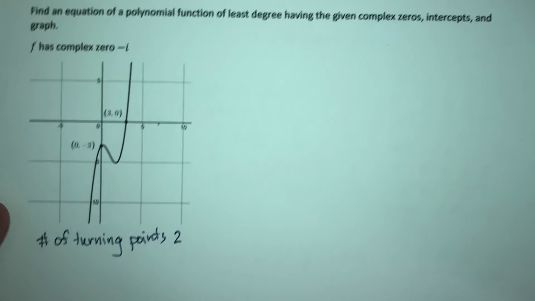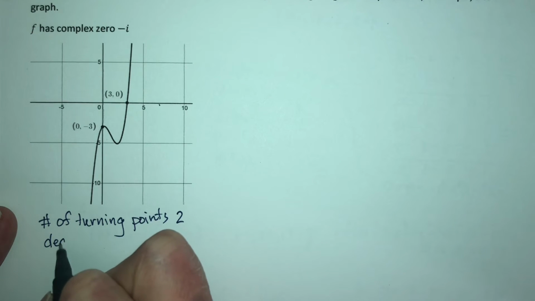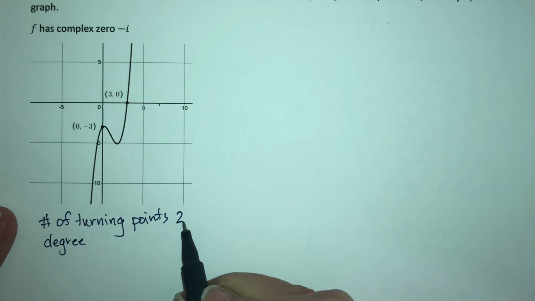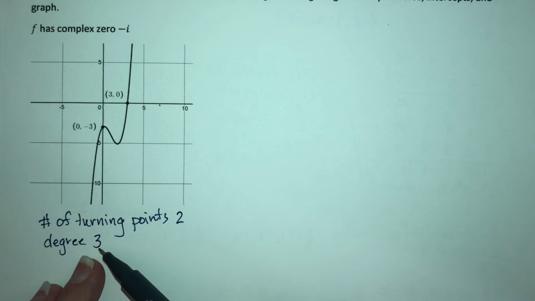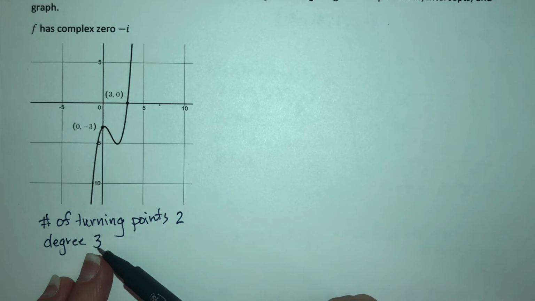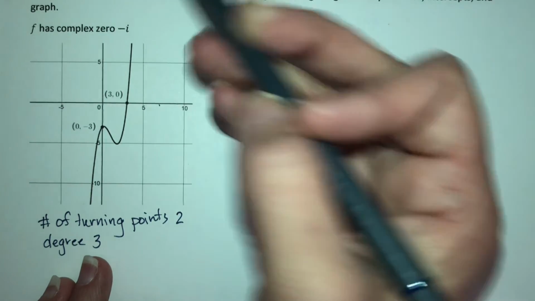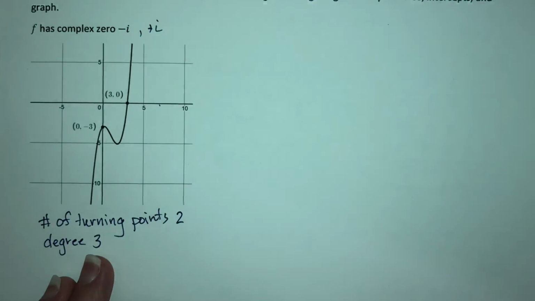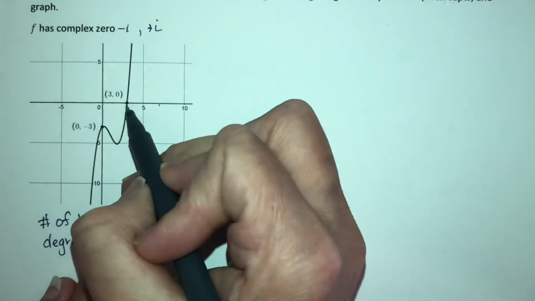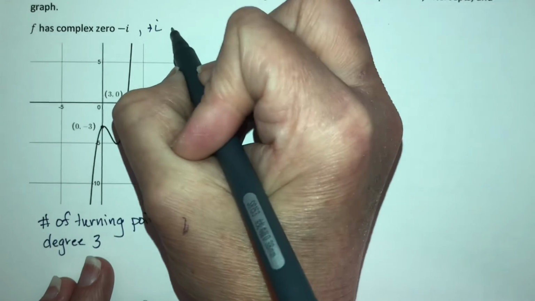So I have 2 turning points, and that means I need to have degree of at least 1 more. So I need degree 3. It is possible for other degrees of polynomial to have 2 turning points, but we want the smallest one. And so you always just add 1 to the number of turning points. So what I know is that I should have 3 zeros. Here I have 1 of them. What I know about complex numbers says that positive i would be the other one. And then I also have a 0 right here that's given to me, which is 3.